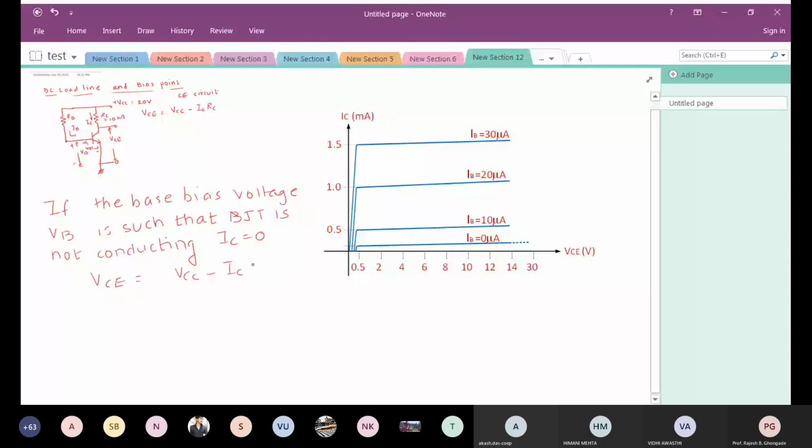Can we work this out? This was 20 volts minus IC is 0 milliamperes, and RC was 10 kilo ohms. So this turns out to be how much? 20 volts. So VCE is 20, IC is 0. So this gives me 1 point. I'm telling you how to construct the load line. Remember, this is a straight line, so it is sufficient for us to have 2 points. Once we get 2 points, we can draw the load line.